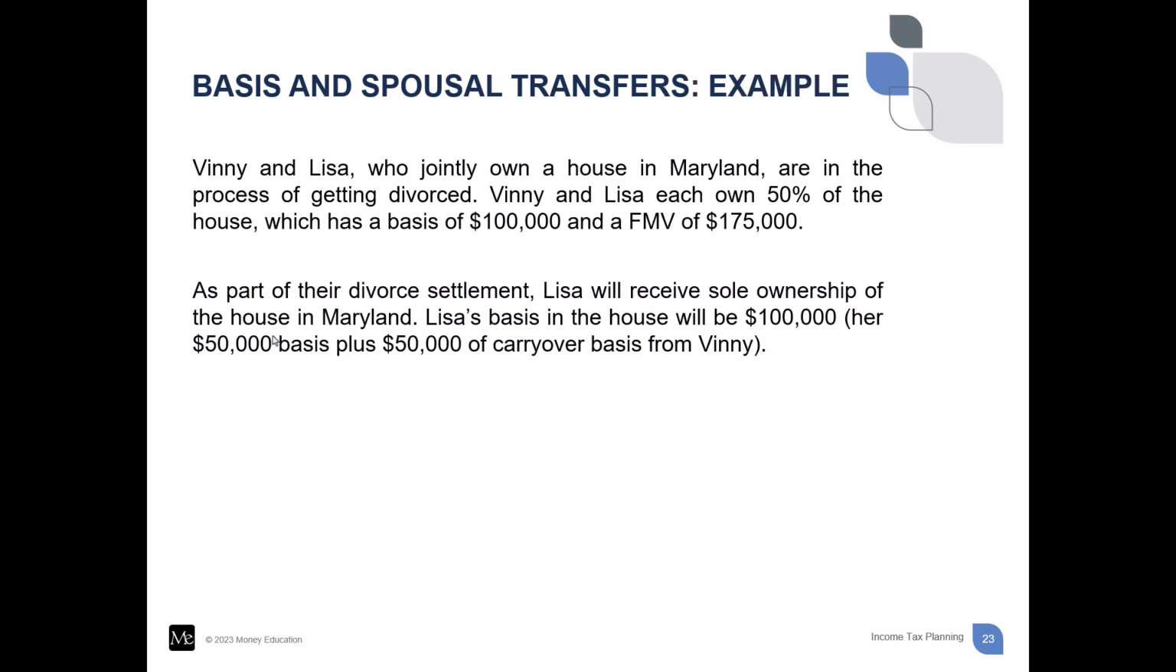Vinny and Lisa jointly own a house in Maryland and are in the process of getting a divorce. Vinny and Lisa each own 50% of the house, which has a basis of $100,000 and fair market value of $175,000. As part of the divorce settlement, Lisa will receive sole ownership of the house in Maryland. Lisa's basis in the house is $100,000. Her basis was 50 and Vinny's carryover basis was 50. You don't get stepped up basis to 175 due to a divorce.